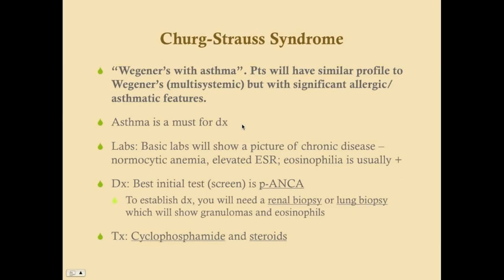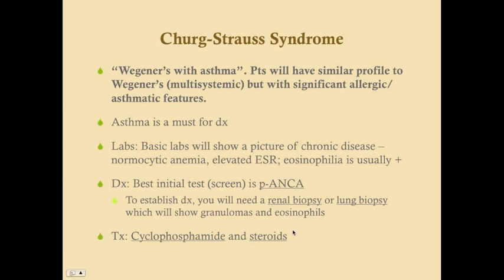Okay, so Churg-Strauss Syndrome is basically Wegener's with asthma. These patients have very, very similar symptoms to Wegener's in that they're multisystemic, but they also have significant allergic and asthmatic features. These patients have to have asthma. 100% of Churg-Strauss patients have asthma, at least as far as the USMLE is concerned. They'll have asthma, they'll have atopic allergies, and so forth. And they'll also have all the things we talked about with Wegener's.